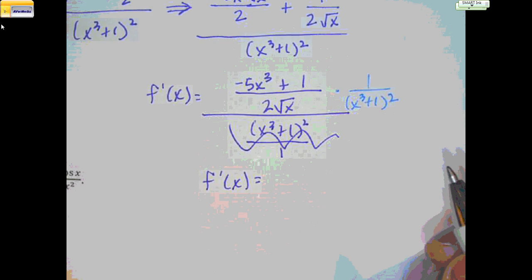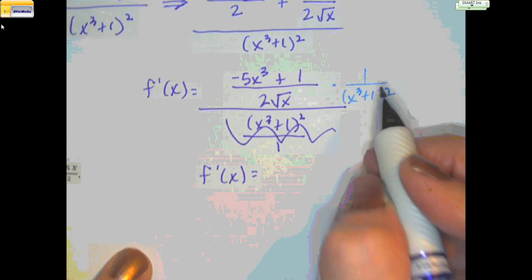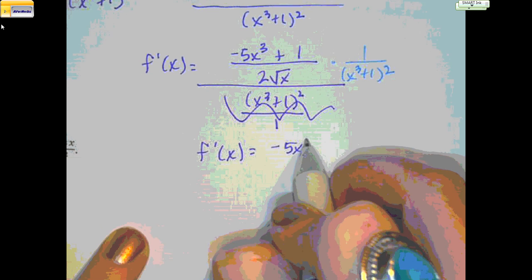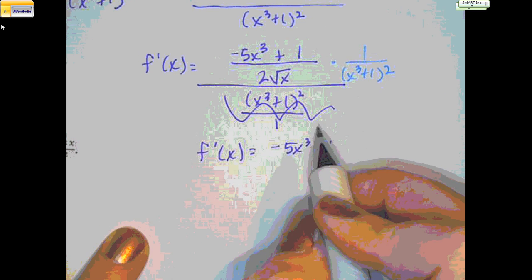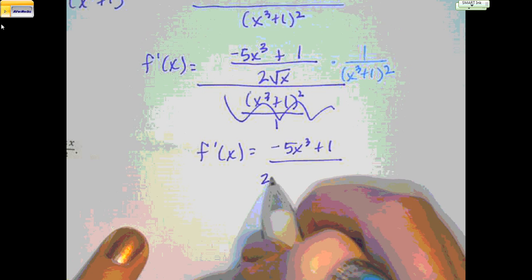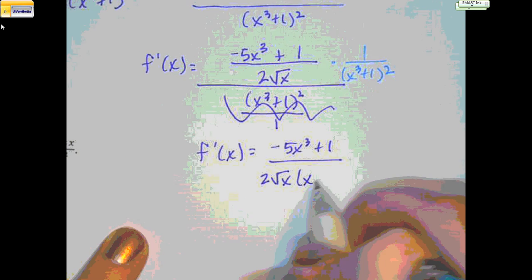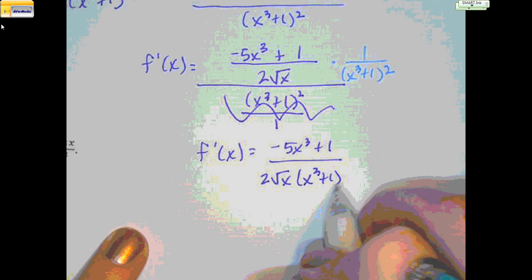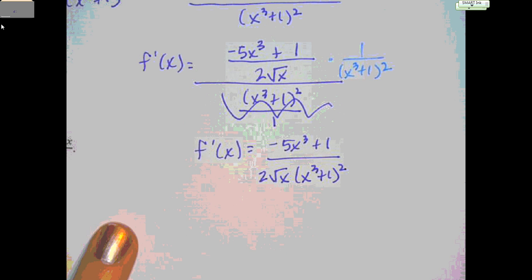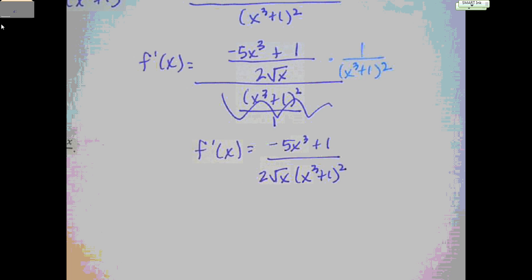Last step. Across the top, when you multiply, we're just multiplying by 1, so it's -5x cubed plus 1. Over, on the bottom, it's just multiplying, so we've got 2 radical x times x cubed plus 1 squared. And it really isn't going to get much more simple than that. I mean, you can rationalize that, but I'm not going to make you.